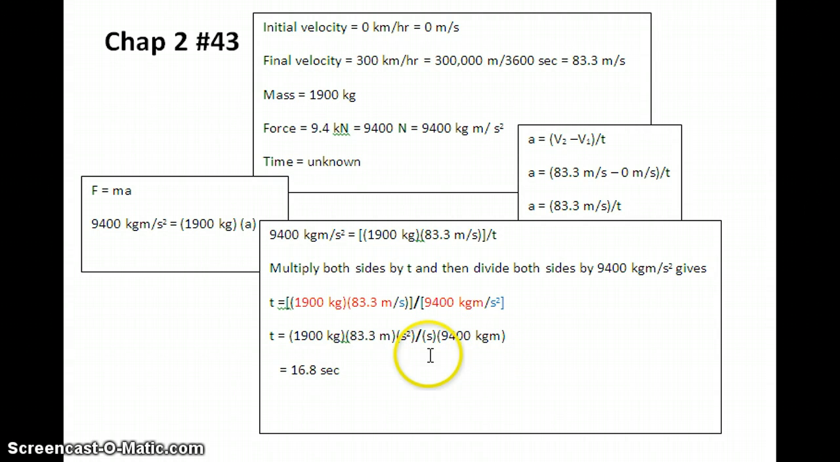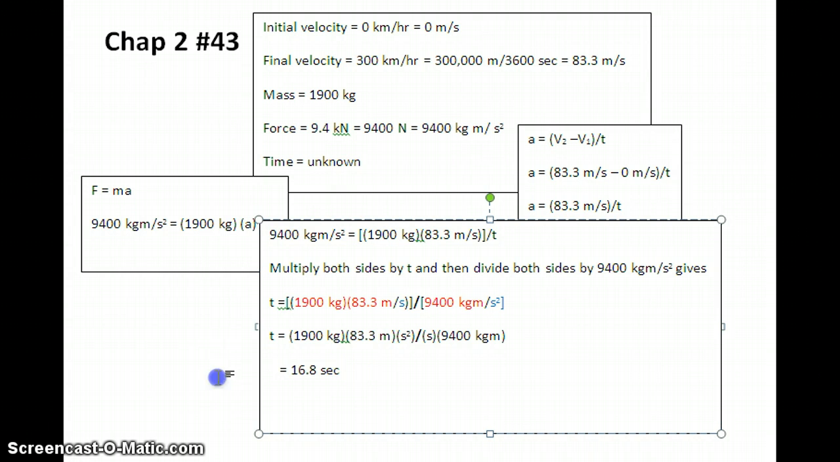And if we look at this, we can cancel. If we have a common term in the numerator and the denominator, we can just cancel them out. So in the numerator I've got kilograms, and in the denominator I've got kilograms, so that cancels out. In the numerator I've got meters, in the denominator I've got meters, that cancels out. In the numerator I've got seconds squared, in the denominator I've got seconds, so one of these seconds will cancel into this to take away the squared term, so my units are going to be seconds.